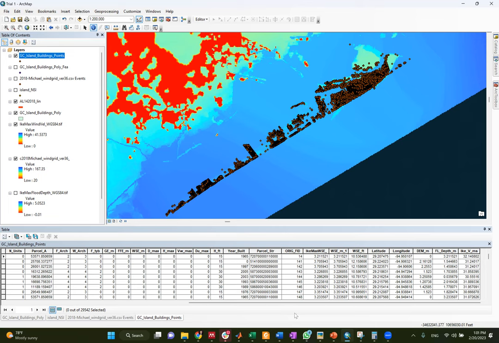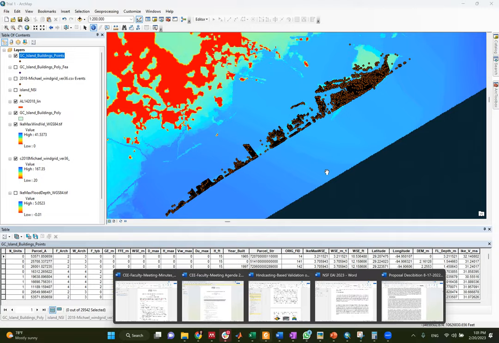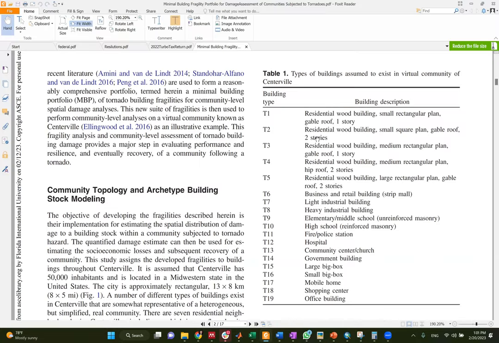Let's get back to this paper. Okay, so I have these archetypes. I have five residential. I have business, like here, archetype number six, business and retail building. Light industrial, heavy industrial, elementary school, high school, hospital, community center, large box, small box, like warehouses, mobile homes, shopping centers, office buildings. So you have lots of archetypes.